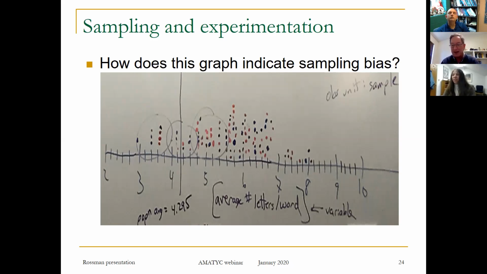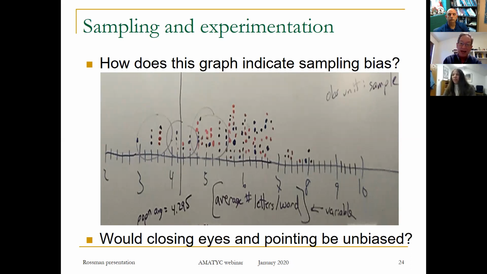And then I say something like, give me a second chance. Let me come up with a new method. I say, well, what could be more unbiased than closing your eyes? Close your eyes and point at the page 10 times. Would that be unbiased? And students are pretty quick to realize that would not solve this problem. The larger words take up more room on the page. If you close your eyes and point, you're more likely to hit a large word than a small word. So we're still going to have bias toward larger words.